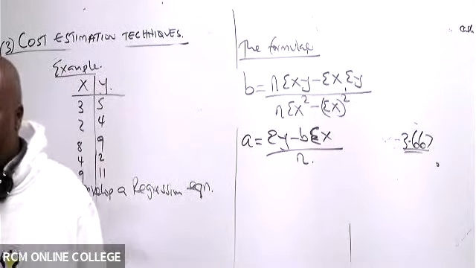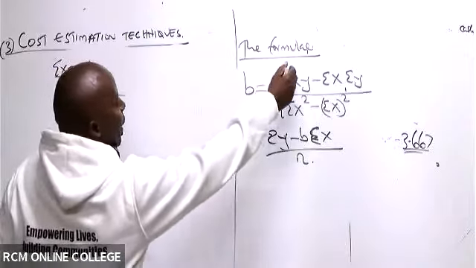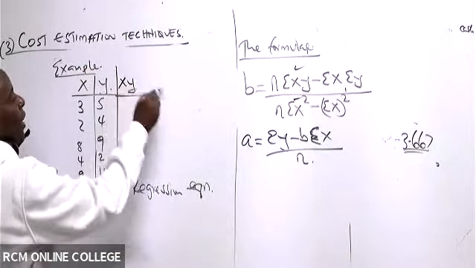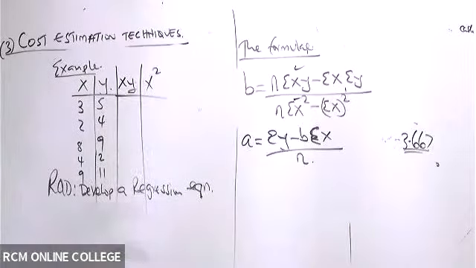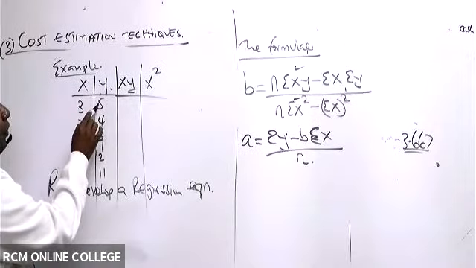Now, ladies and gentlemen, this is what I expect you to be able to do. First of all, you have to introduce 2 extra columns. So you introduce a column of xy and a column of x squared. So xy means that we are multiplying, right? So you come and multiply this for us. 3 times 5 is 15.